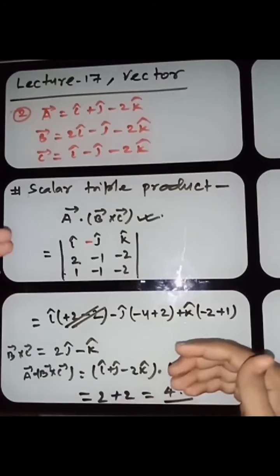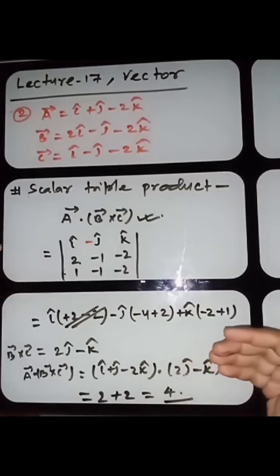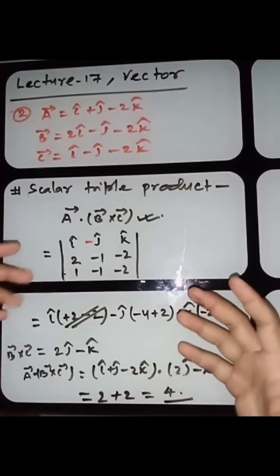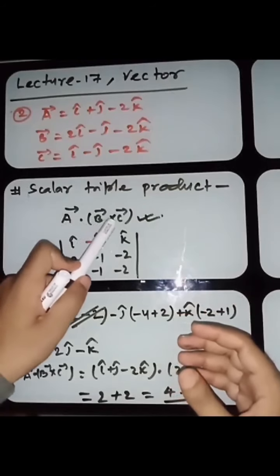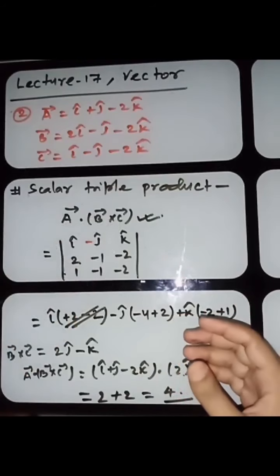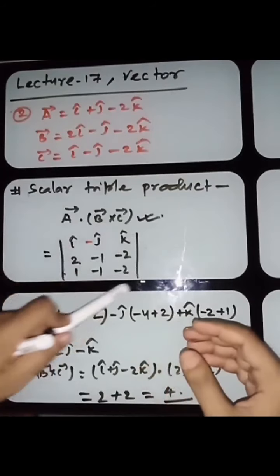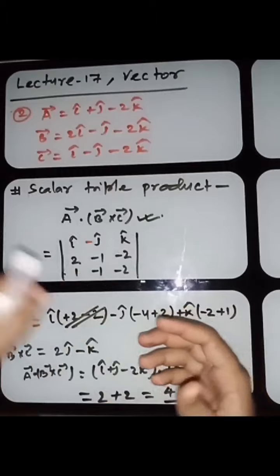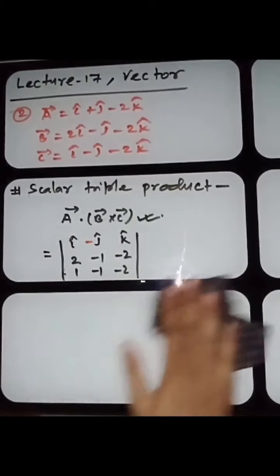Now we are going to find this directly using the determinant. We'll put A, B, and C all together in this determinant directly. Okay, my dear student? So here we go.